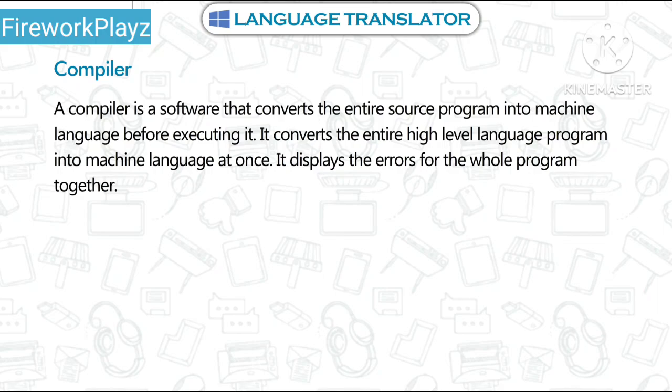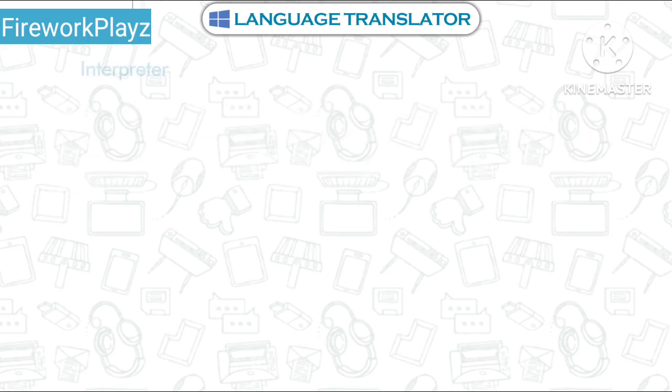Compiler. A compiler is software that converts the entire source program into machine language before executing it. It converts the entire high-level language program into machine language at once. It displays the errors for the whole program together.